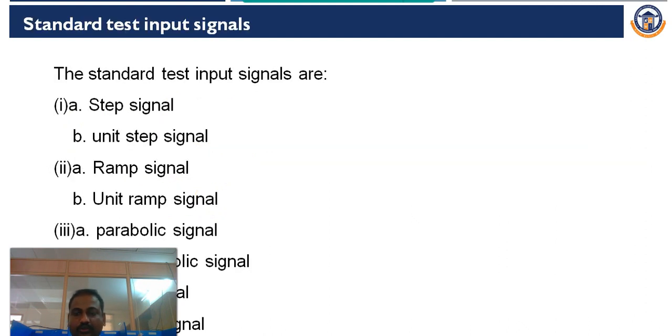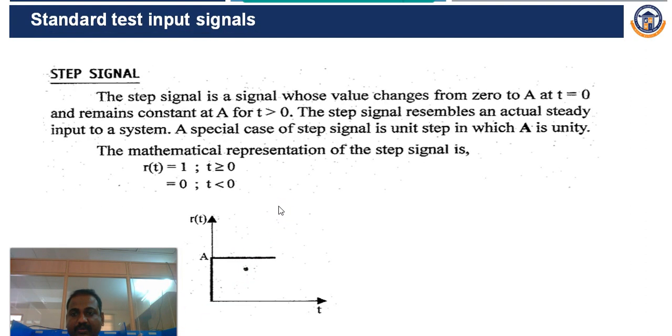So next we look at standard test input signals. We have so many standard input signals, so we can discuss them one by one. First one is a step signal, and at the same time we have a unit step signal, ramp signal, followed by a unit ramp signal, and a parabolic signal. Also we have a unit parabolic signal, the impulse signal, and a sinusoidal signal. So these are all the standard signals that can be used in your control system. So let's discuss them one by one in detail.